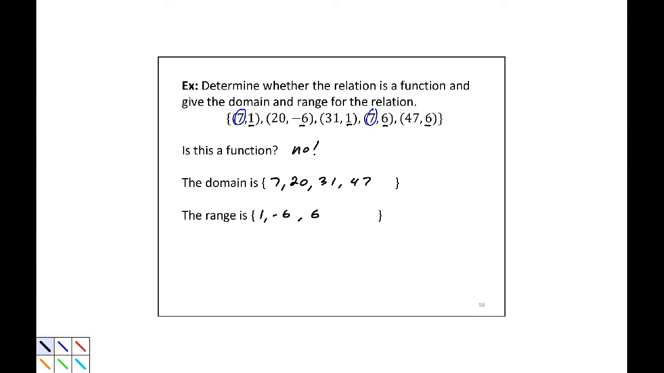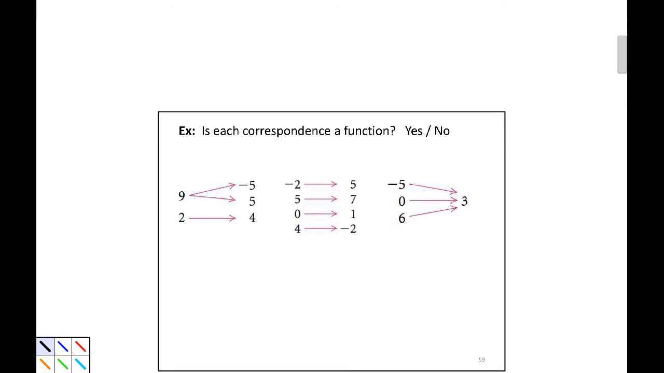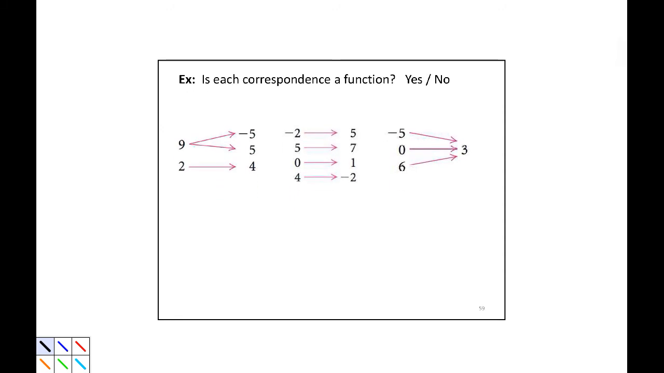Now we can use that idea in this next type of function. We actually have 3 different relations here. Is each correspondence a function? Yes or no? Well, with an arrow diagram, which we have here, we look at the inputs matching to the outputs. Do any of our inputs, or x values, correspond to more than one y value? Well, yes. So this one is not a function, because 9 matches up with 2 different y values.